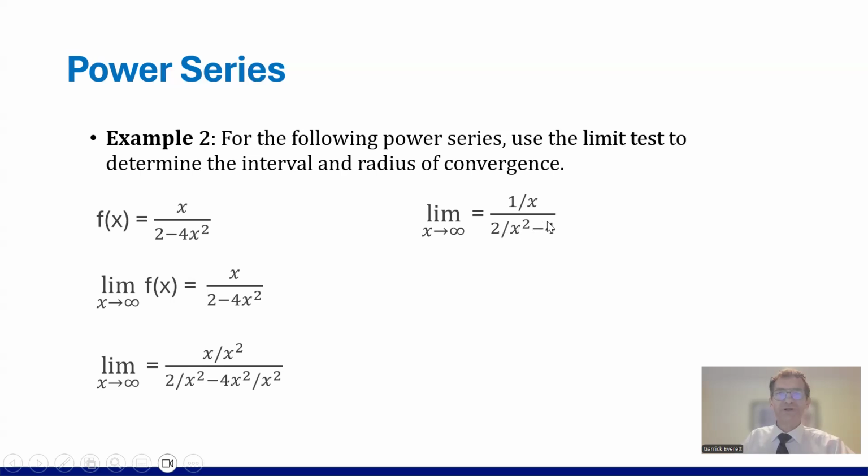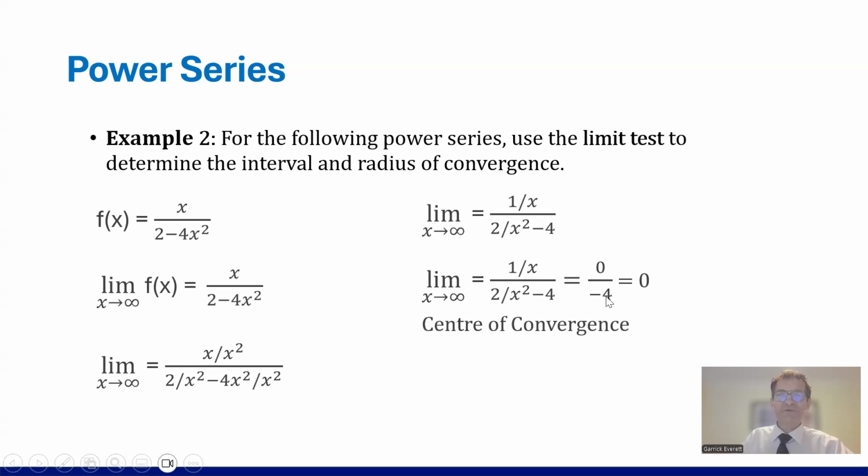So this is really the only number that stays a number when x approaches infinity. This section here will go to 0. This section here will go to 0. So we'll have 0 over minus 4, which is 0. So the limit as x approaches infinity will be 0. And that is our center of convergence. So we haven't found the interval and the radius. By finding this limit, we've actually just found the center of convergence.